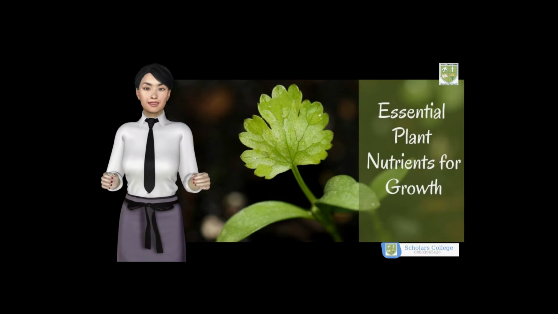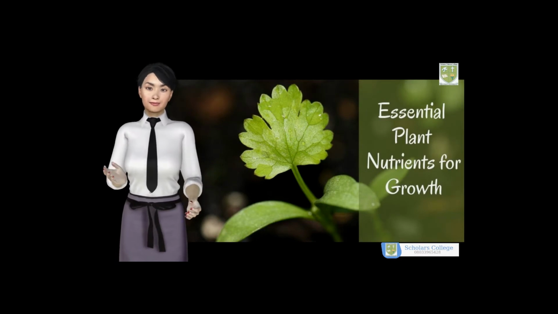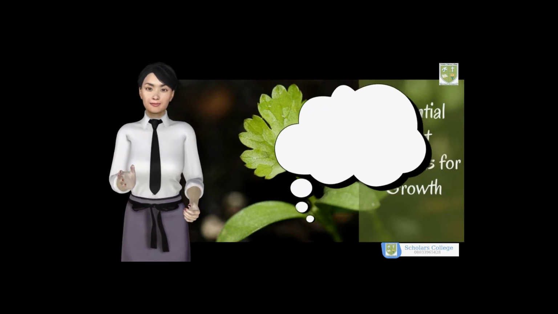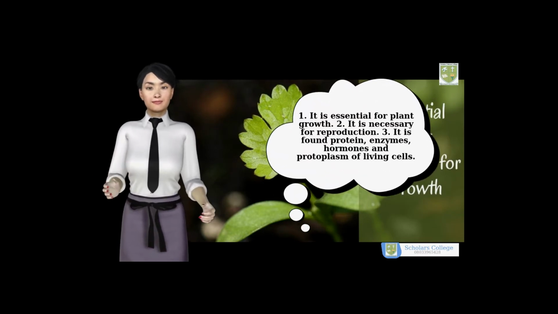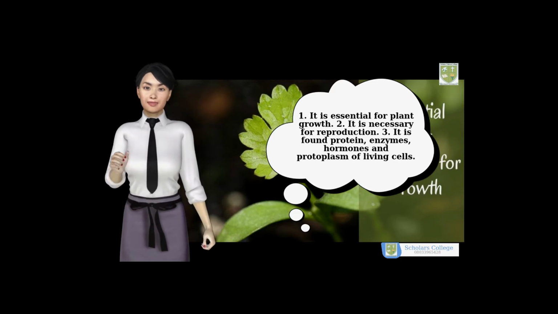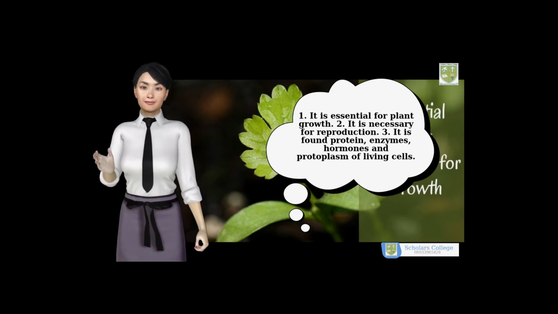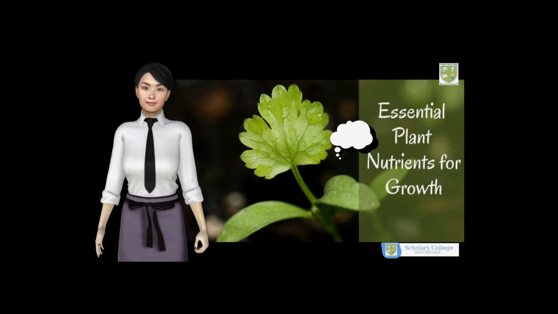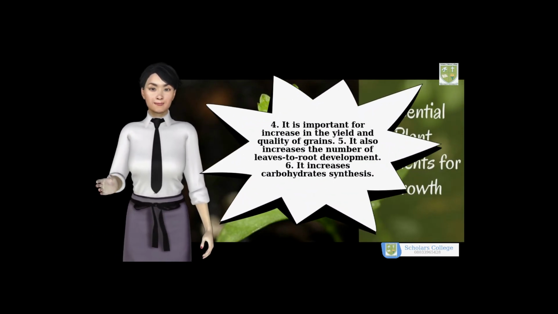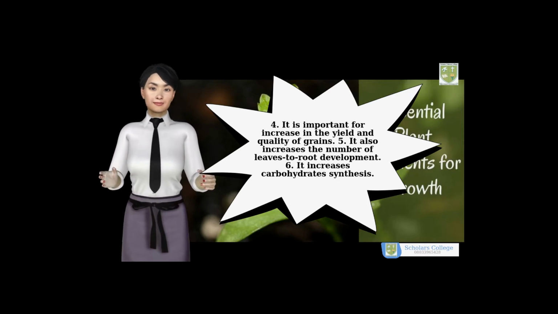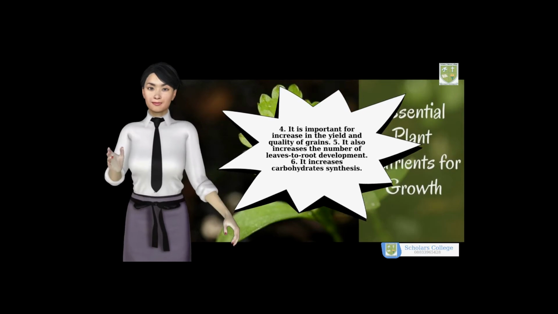1. It is essential for plant growth. 2. It is necessary for reproduction. 3. It is found in protein, enzymes, hormones and protoplasm of living cells. 4. It is important for increase in the yield and quality of grains. 5. It also increases the number of leaves and root development. 6. It increases carbohydrate synthesis.